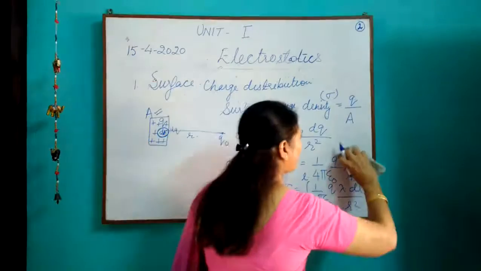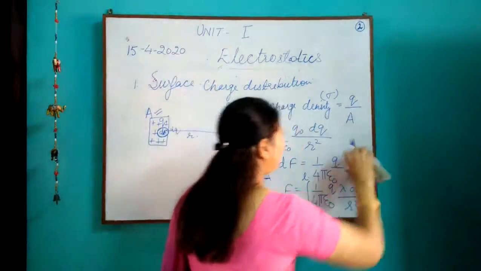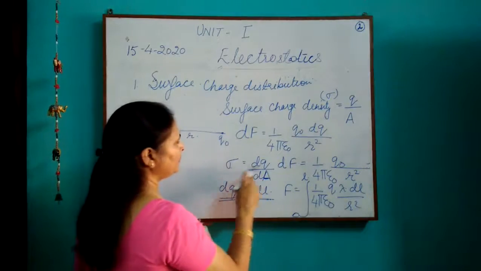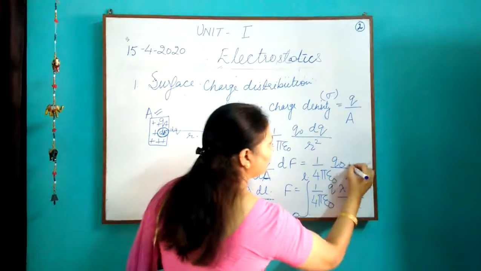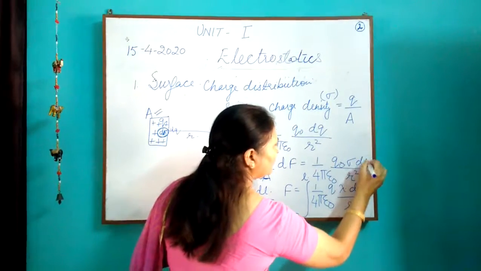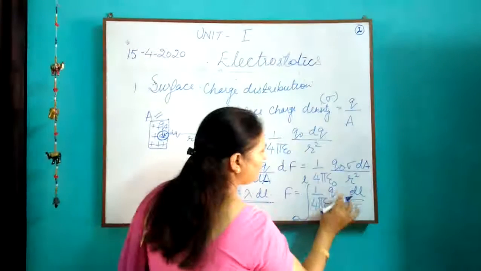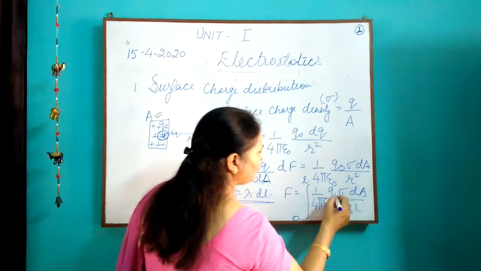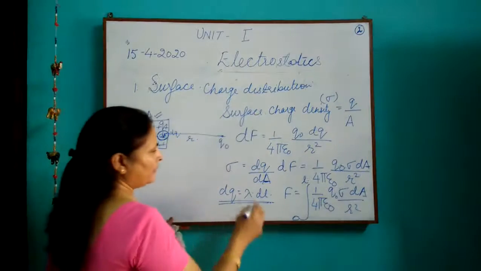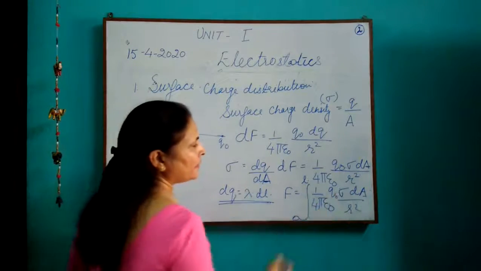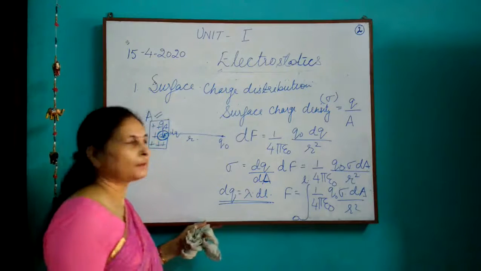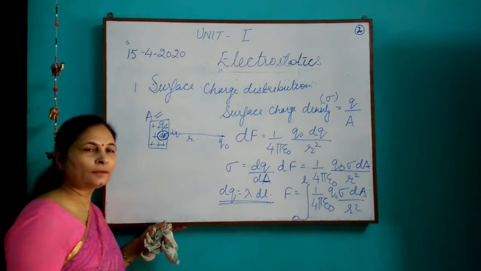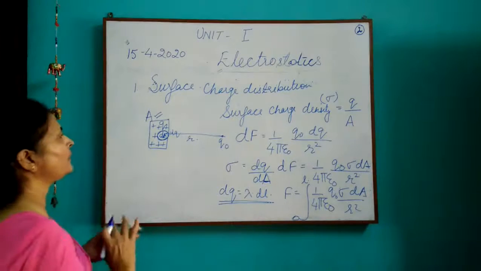So in place of q, I'll write sigma into dA. If this is q naught, I'll take it as q naught. And in this way, again, you'll get an expression. Exactly in the same manner, I think now you'll be able to do the next one. You might have understood how it is to be done.